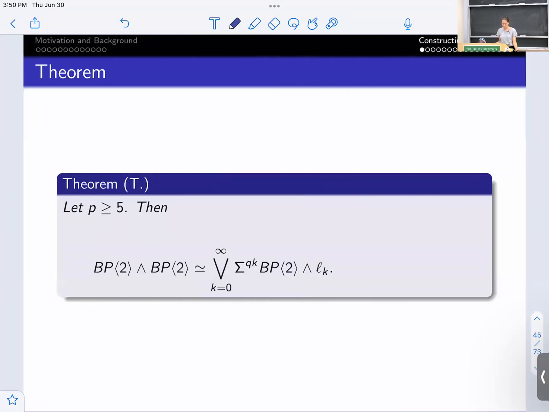And so in my thesis, I've shown that for primes greater than or equal to 5, this splitting actually can be realized up to P completion. So I think I'll spend the remainder of the talk outlining how I approach that.